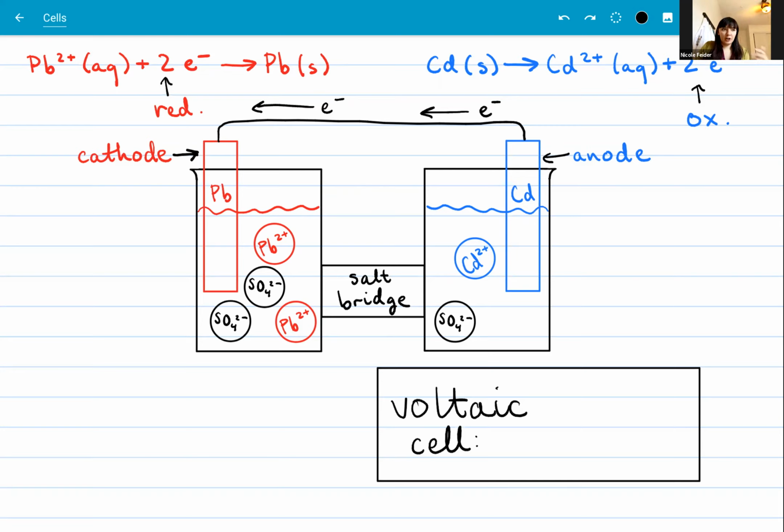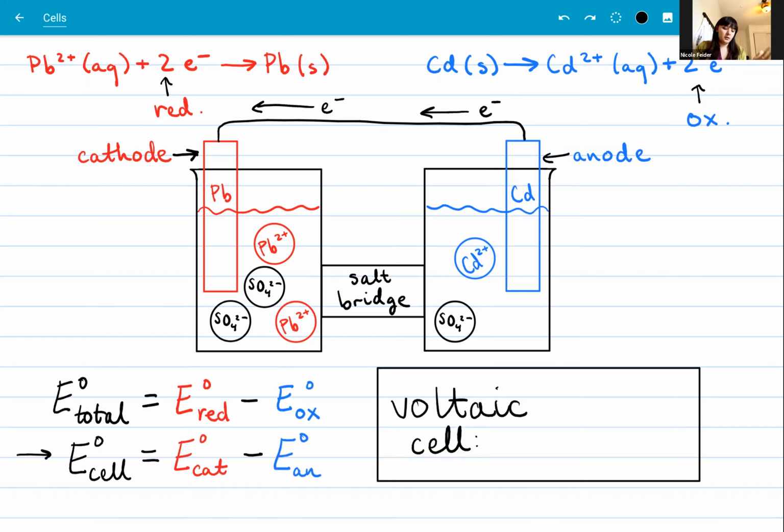So we can take that earlier E total equation as E total equals E of reduction minus E of oxidation, and now we'll call it E cell, which is E cat minus E an for cathode and anode. Remember, in a voltaic cell, E cell must be positive in order for delta G to be negative, spontaneous. And therefore, E cat should be larger than E an. Voltaic cells are neat because they can convert chemical energy into electrical energy.